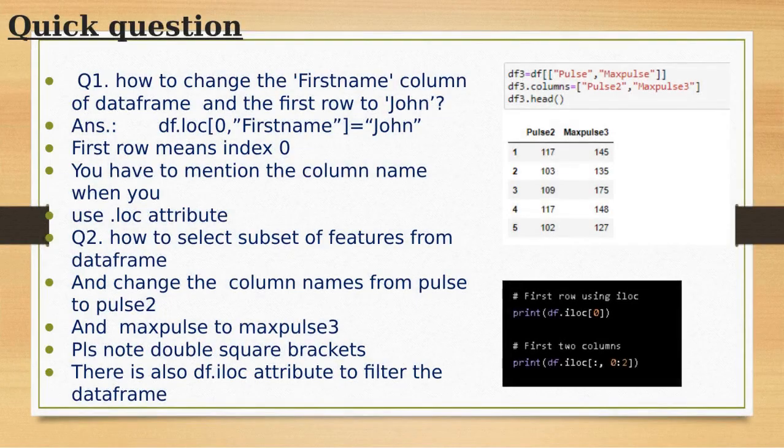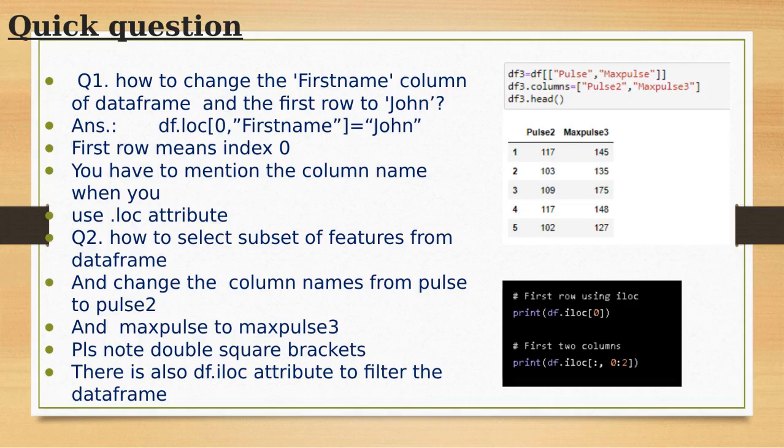Question 1. Suppose we have a data frame containing a column named first name, and we want to change the value of the first row to John. How can we do that? Here, 0 represents the row index, first name specifies the column, and John is the new value that replaces the existing value. The loc method is commonly used to access or modify specific rows and columns based on their labels.